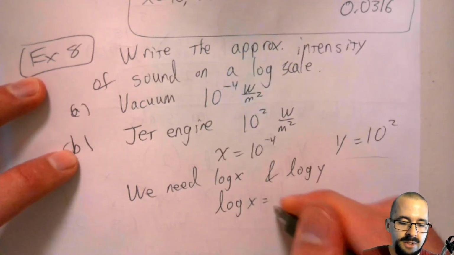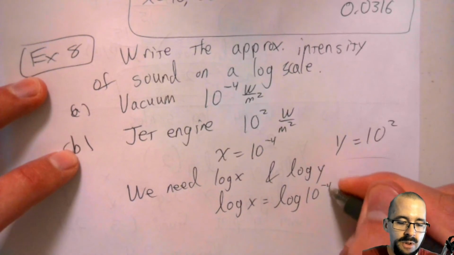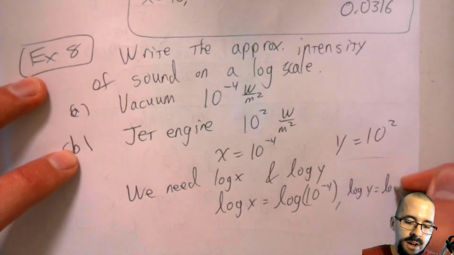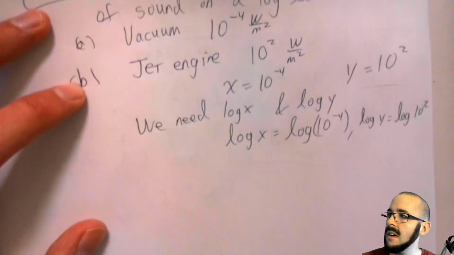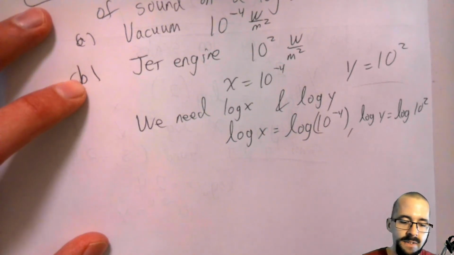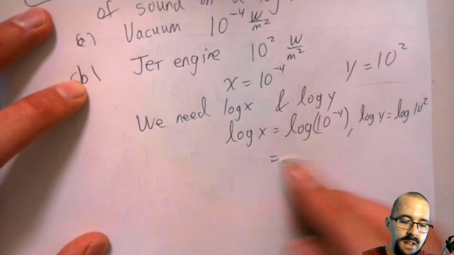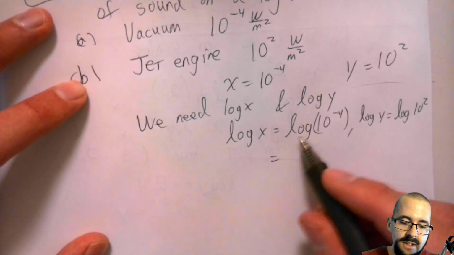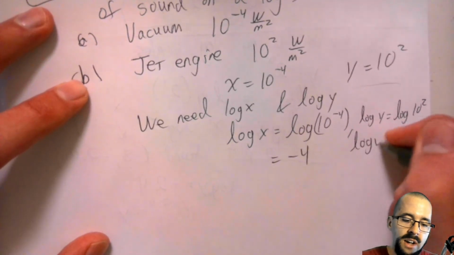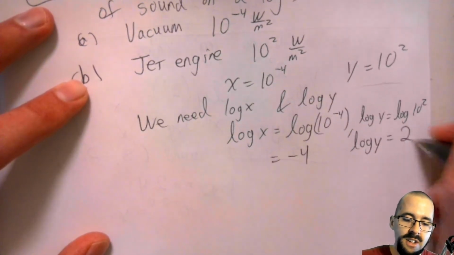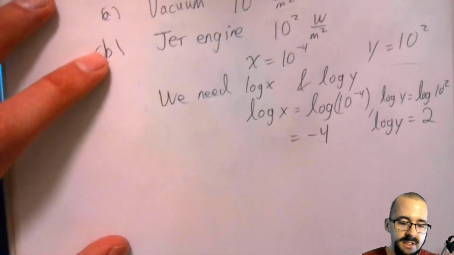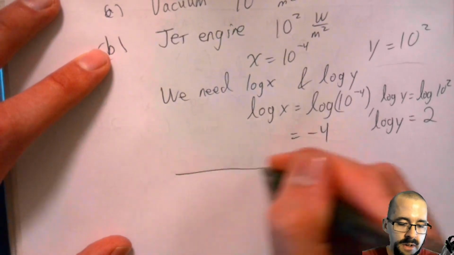The log of x is equal to the log of 10 to the negative 4th. Similarly, the log of y is equal to the log of 10 squared. How do these simplify? Log x, these are inverse functions. We're just left with the negative 4. The other one, log y, they're still inverse functions. It's going to be 2. So on a log scale, we're just at negative 4 and 2.